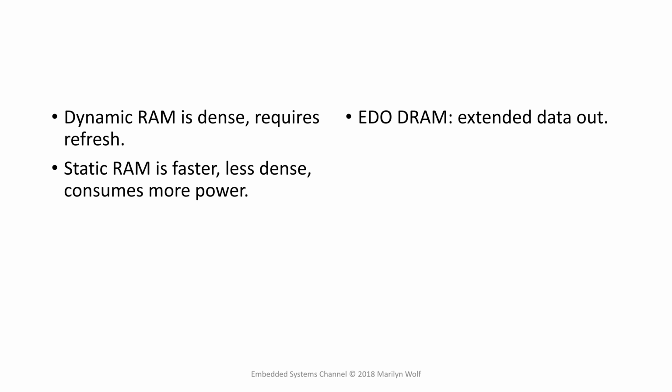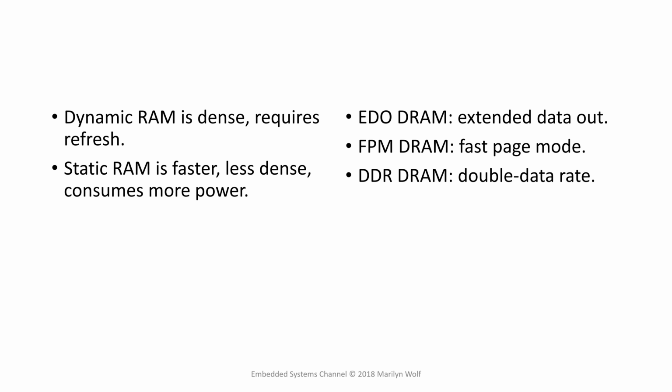We have several types of memory technology: extended data out DRAM, fast page mode DRAM, double data rate DRAM, and various versions of DDR. The term SIM stands for Single Inline Memory Module, which is a particular package for a set of memory chips. A DIMM is a double inline memory module.